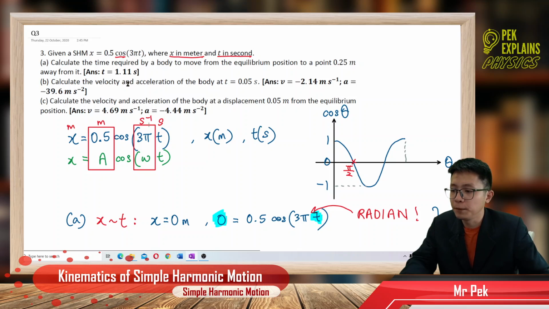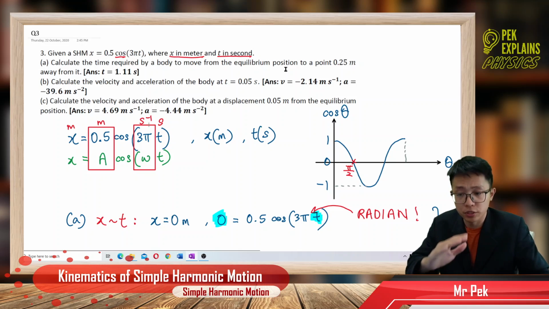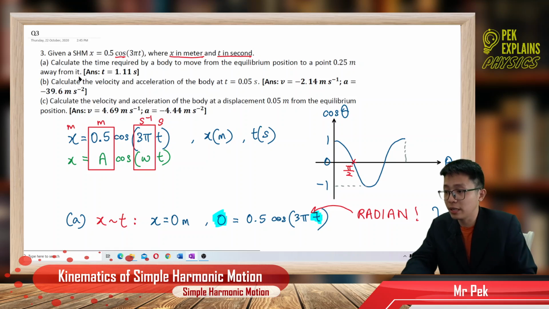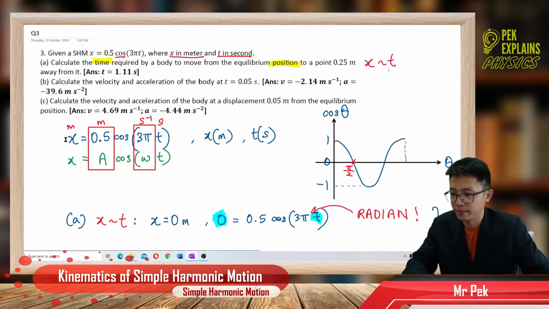Now, good. The first question: calculate the time required by a body to move from the equilibrium position to a point 0.25 meter away from it. Okay, this question asks about time with position. So what formula do we use? Yes, we use the x-t formula. So we use back this formula.